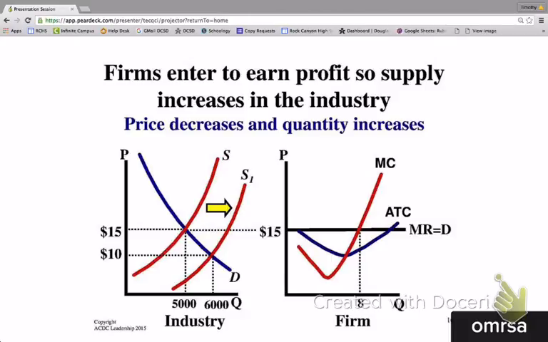Well, now we have a new equilibrium price. The equilibrium price goes down to $10. And the quantity produced by the industry increases to 6,000. But notice what happens to the individual firm. The individual firm will be producing 8 units, even though more units are produced in the industry as a whole because of new producers.